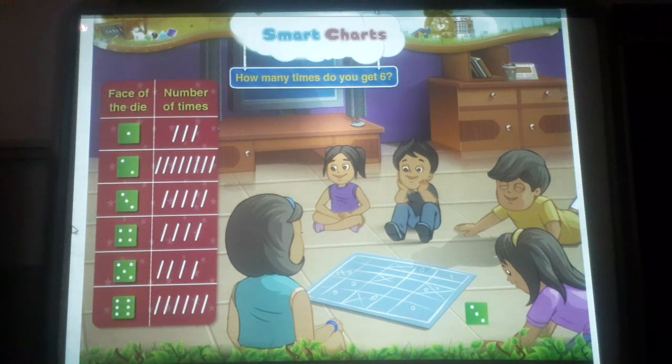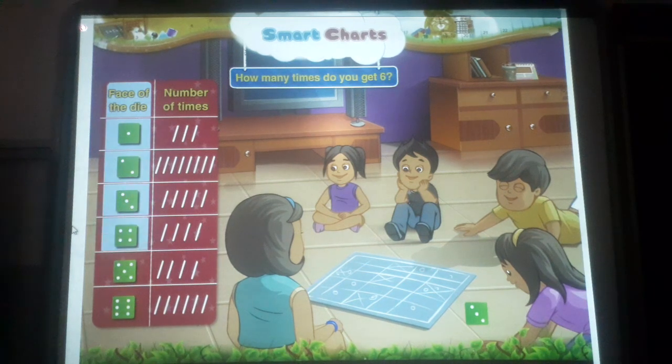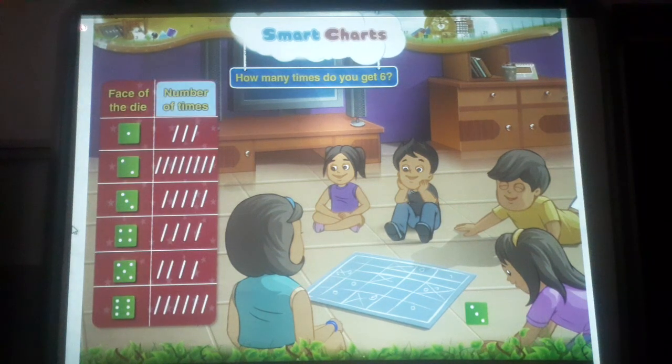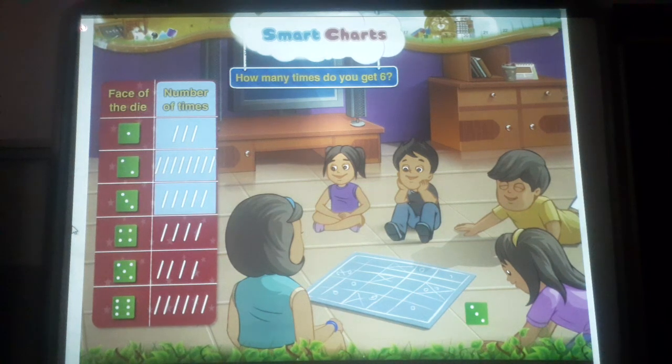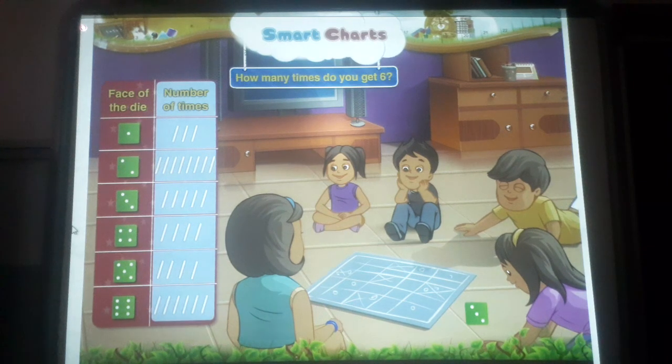Here in the table, 2 columns are given. In the first column, the face of die is given, like 1, 2, 3, 4, 5, and 6. And in the second column, how many times we got the number on the face when the die was thrown is given. It is as follows: 3, 8, 5, 4, 4, and 6.